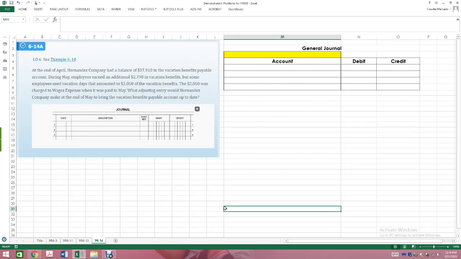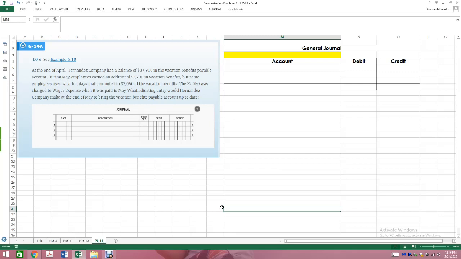Last but not least, we have problem 614. It says at the end of April, Hernandez Company had a balance of $37,910 in the vacation benefits payable account. So what happens is the company accrues for what they think they're going to be paying out in vacation benefits to their employees. Right now they have $37,910 sitting in that account.